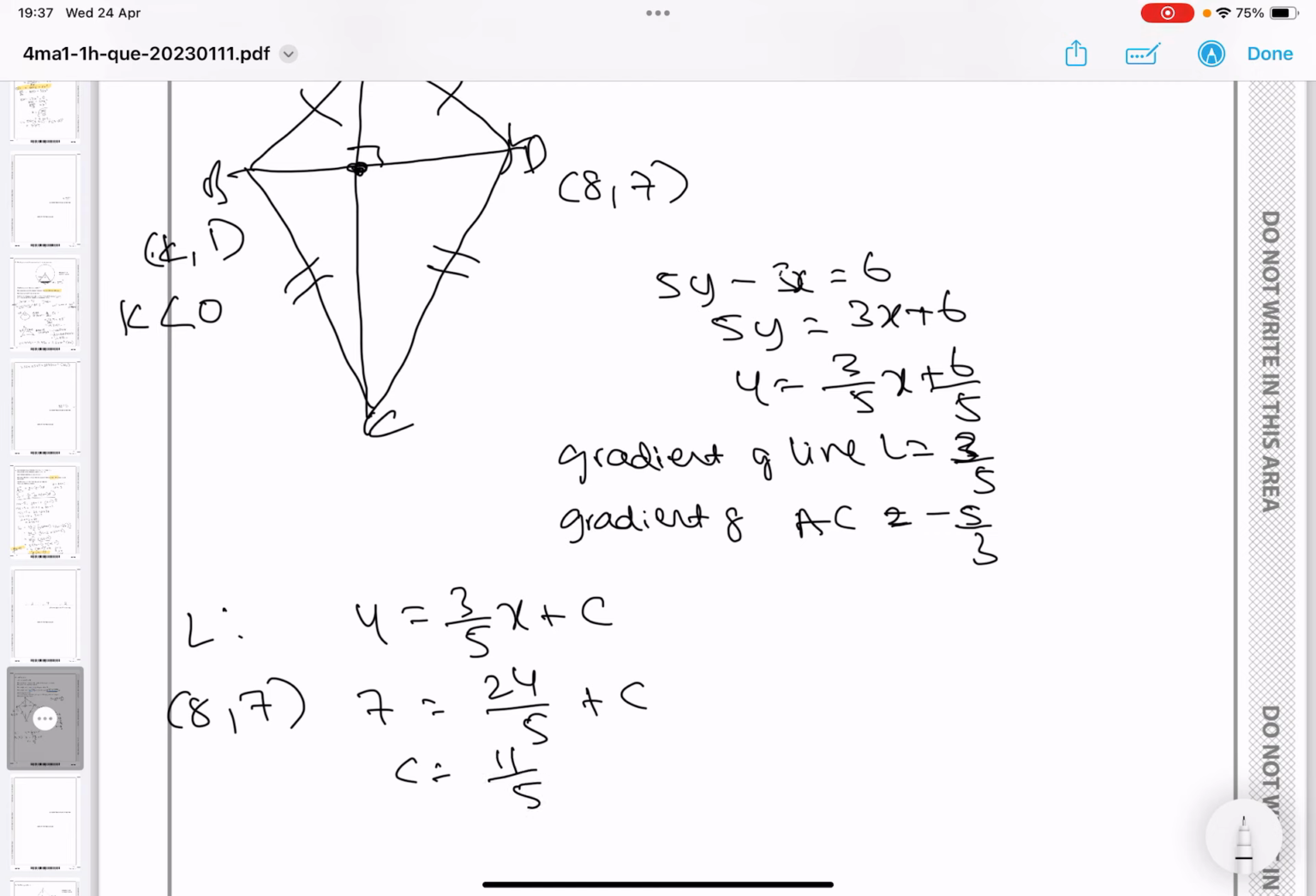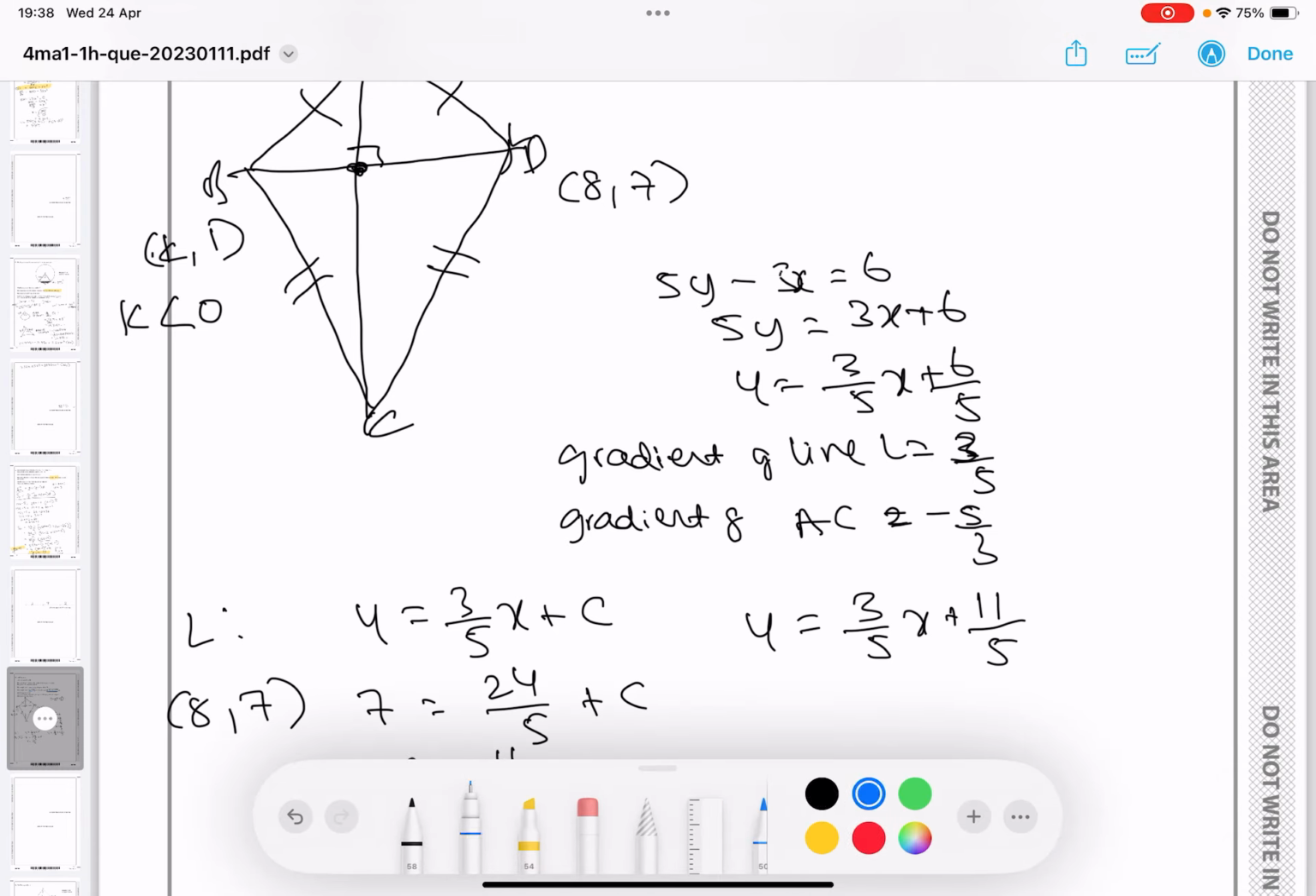So we know now that the equation for line L, which is passing through BD, is y equals 3 over 5x plus 11 over 5. So that's this line here, BD. So K1 is clearly passing through line BD. So what we can do is substitute it into this equation, into line L, to work out what K is. So let's substitute K1.